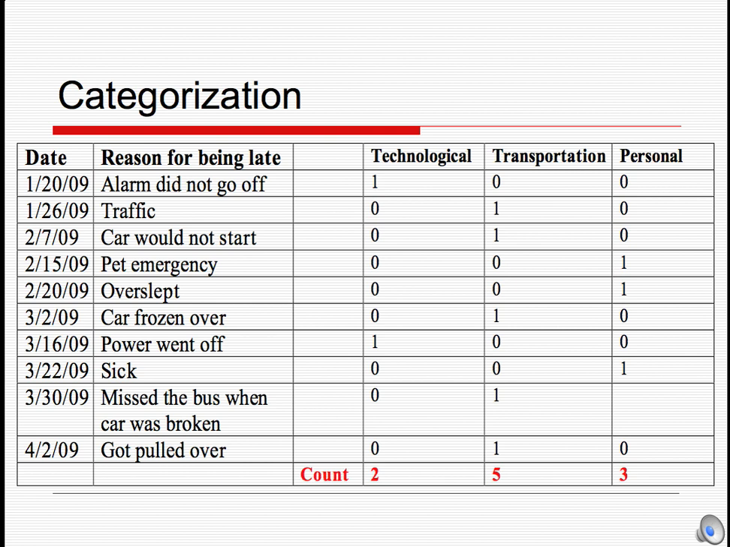The final row of the table, which is in red, shows the counts of the categories. The count row shows the subject was late to work due to technological reasons twice, transportation reasons 5 times, and personal reasons 3 times.